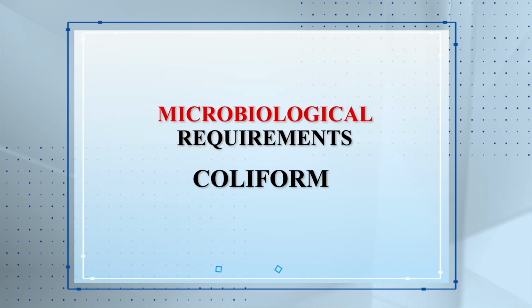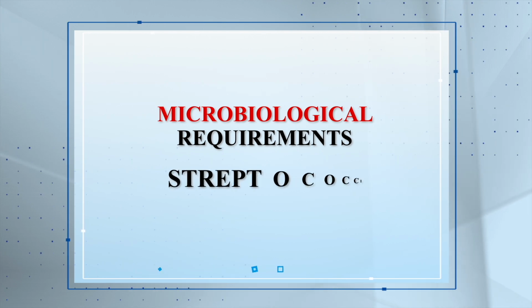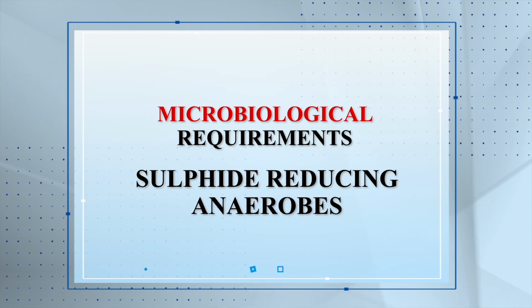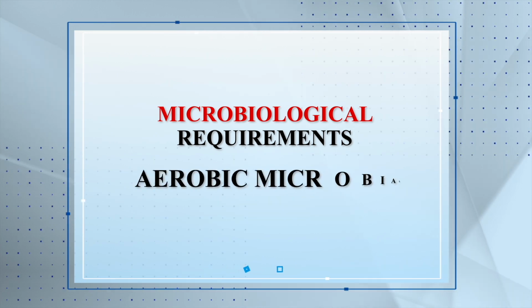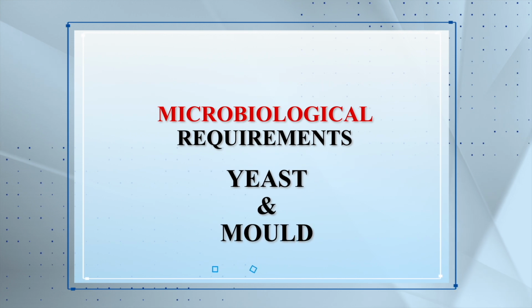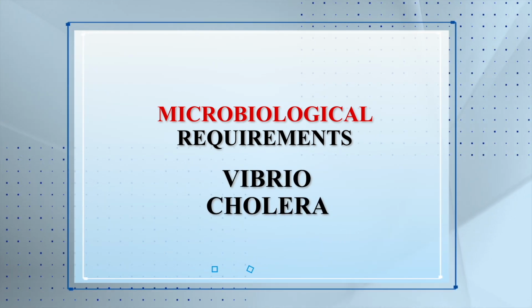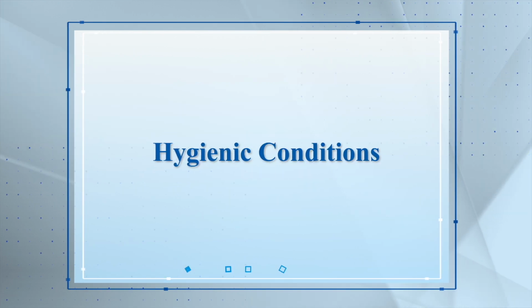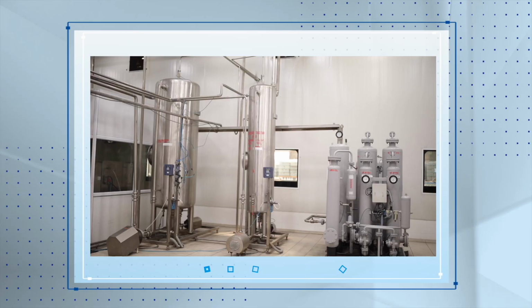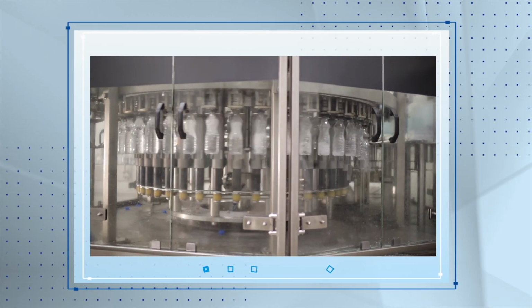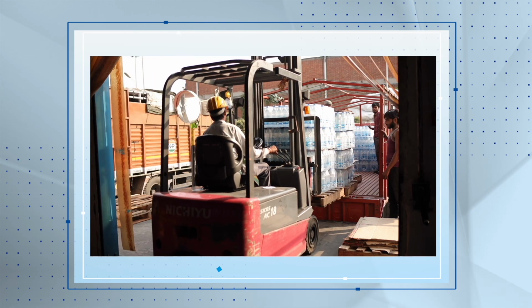coli, coliform, streptococci and staphylococcus, sulfide reducing anaerobes, Pseudomonas, aerobic microbial count, yeast and mold, salmonella and shigella, Vibrio cholerae, etc. Hygienic conditions. The quality of drinking water in bottles is directly linked to the hygienic conditions maintained by the manufacturer in its factory during processing and storage, and also during transportation.